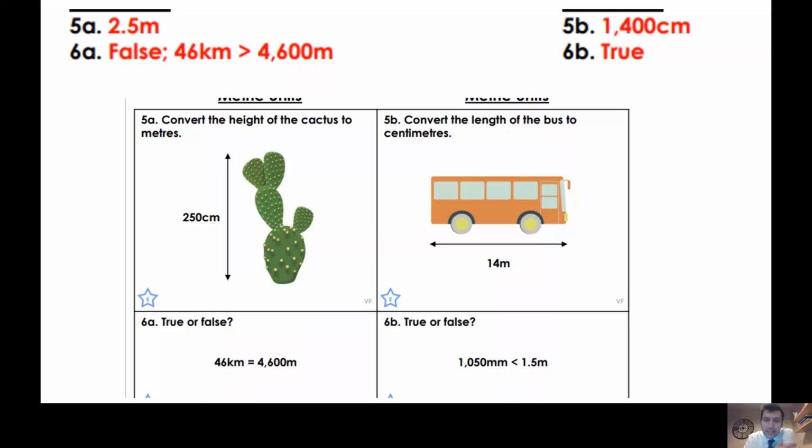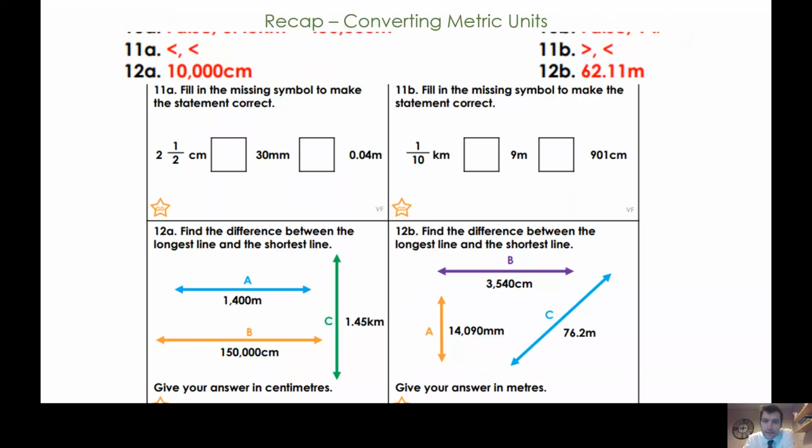Okay, and looking at the answers for 5A, we've got 2.5 meters and 1,400 centimeters for the bus. Then it's false, just because 46 kilometers will be 46,000 meters, and it's true for the second one for 6B. Moving through, it's greater than, 30 millimeters is greater than 2.5 centimeters, because 30 millimeters is greater than 25 millimeters, and 0.04 meters would be 40 millimeters. So it's greater than again.